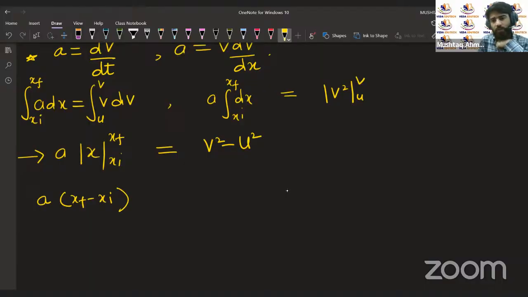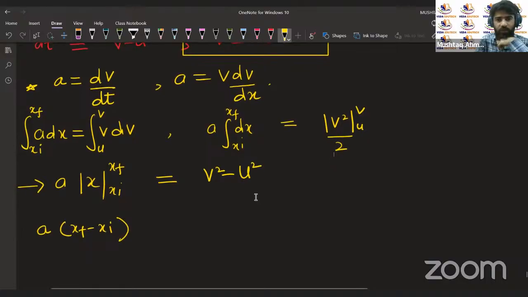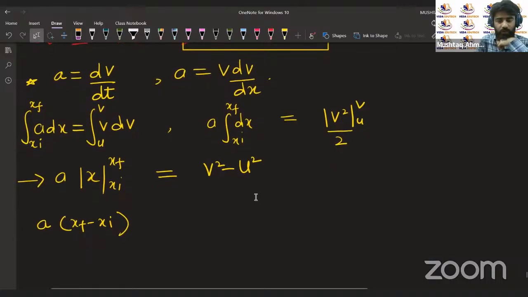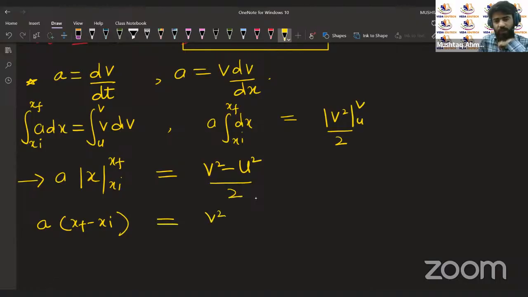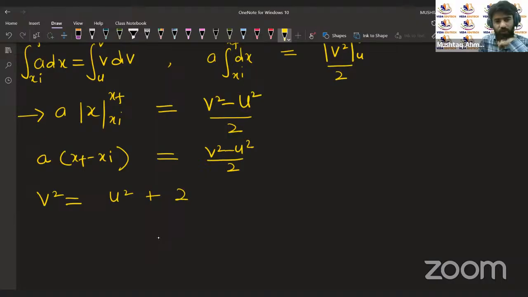Sorry, it will be v square over 2 here. Integration of v dv will be v square over 2, right? We'll be having a factor of 2 here, so it will be v square minus u square over 2. So from here, our v square is equal to u square plus 2a times x final position vector minus x initial position vector.